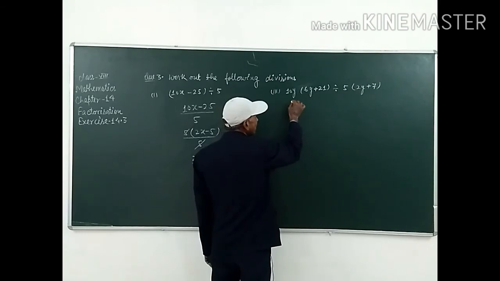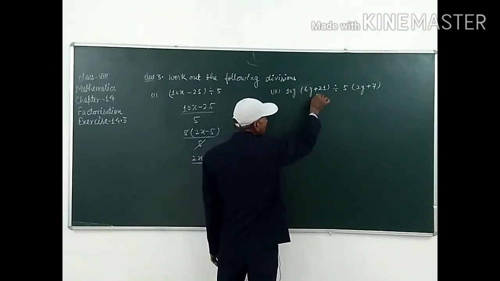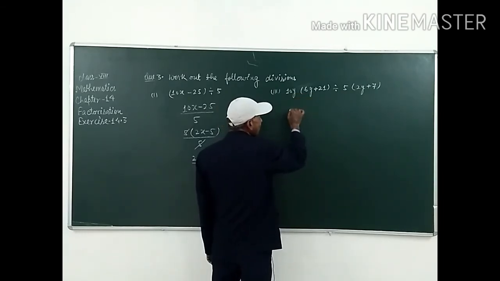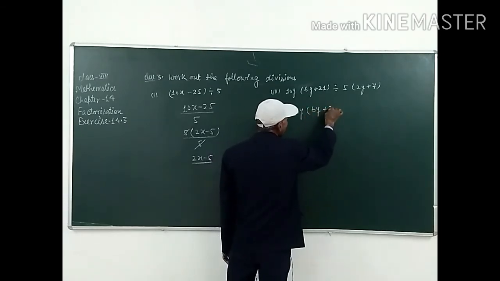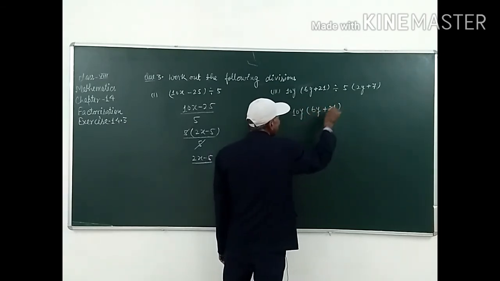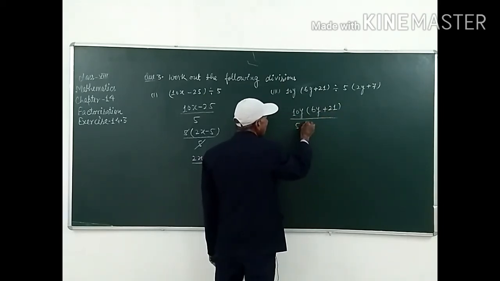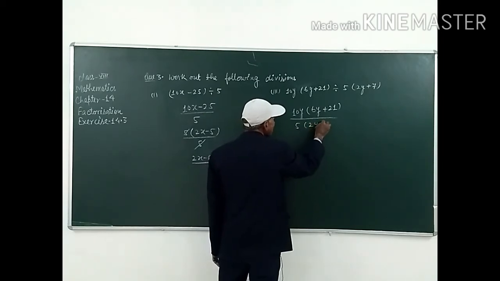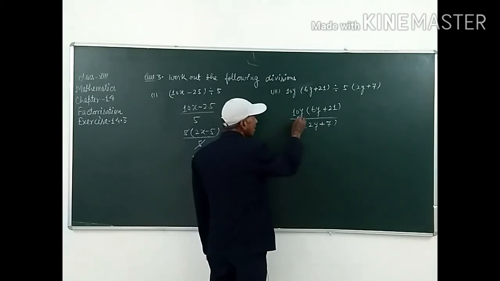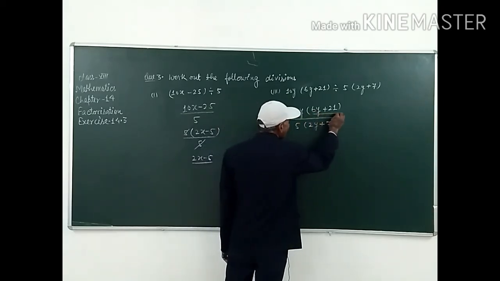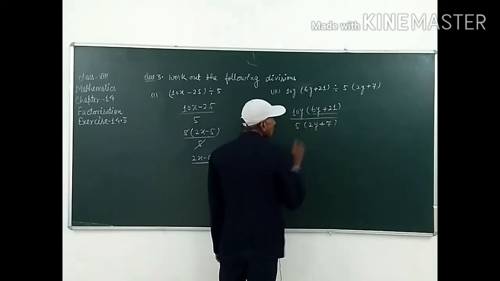So we have to write this first part as the numerator, that is 10y into 6y plus 21, and the second part will be the denominator, that is 5 into 2y plus 7. In the next step, student, we have to find the common factor between these two terms.